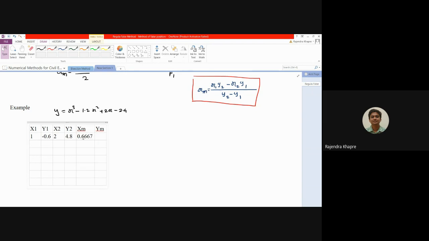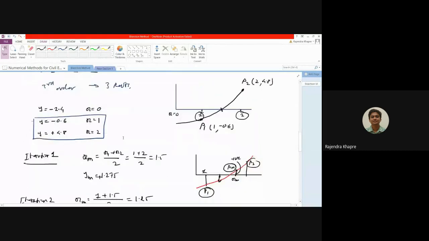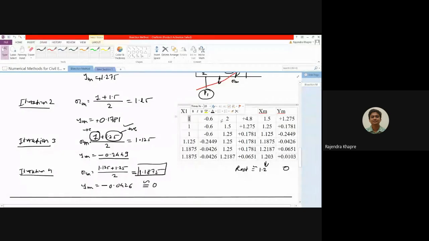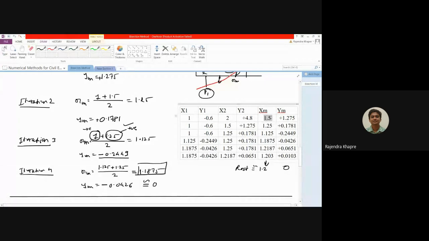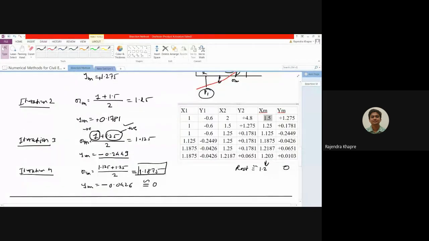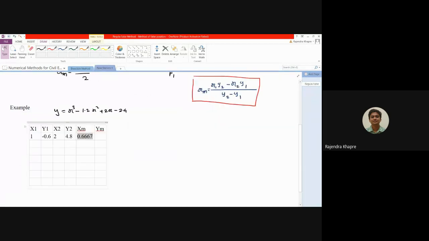If you refer to the previous one, let us go a little back. In the bisection method, when we chose one root as 1 and the second root as 2, the xm value was 1.5, exactly the mid of that. But when we use this regula falsi method, you are getting a value of xm as 0.66667, and we have obtained the value of the exact root as 1.2. So here we are quite close to this one.